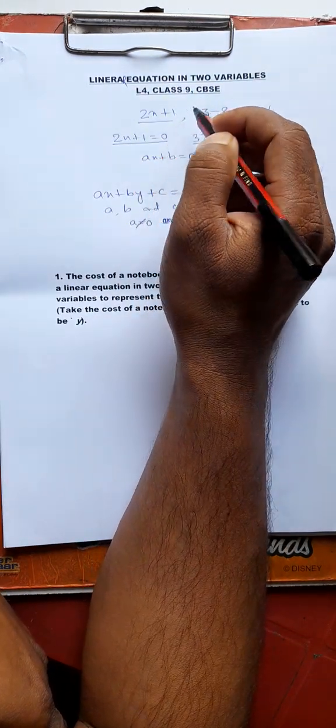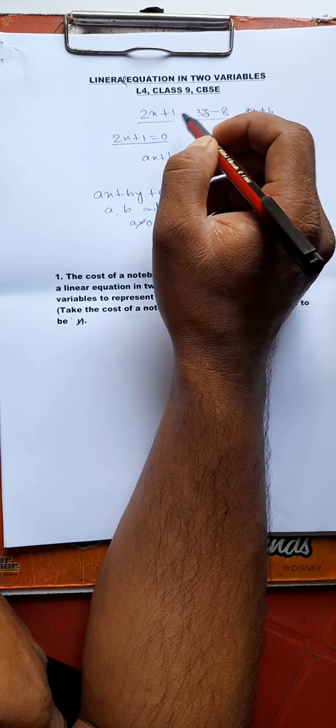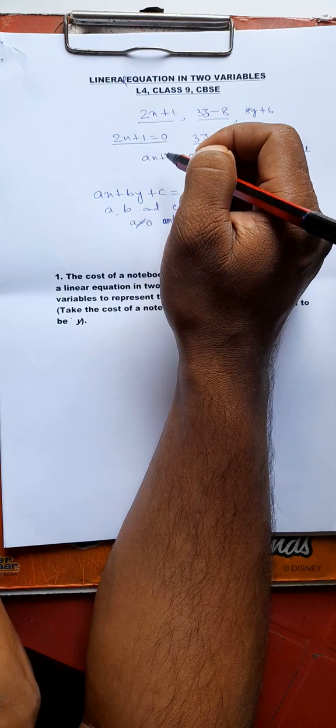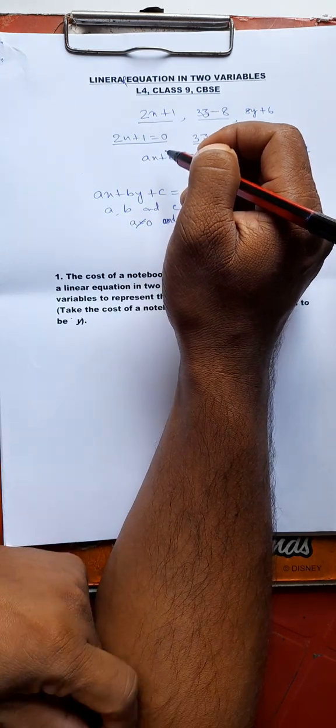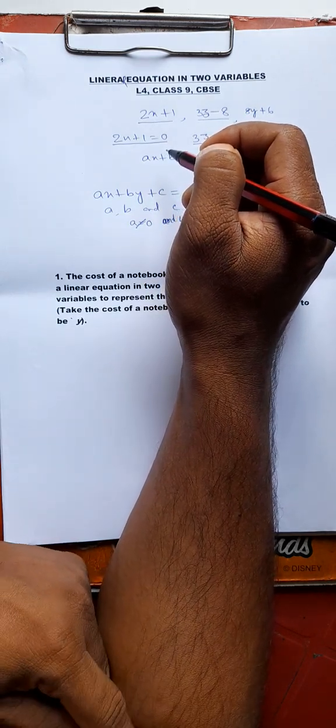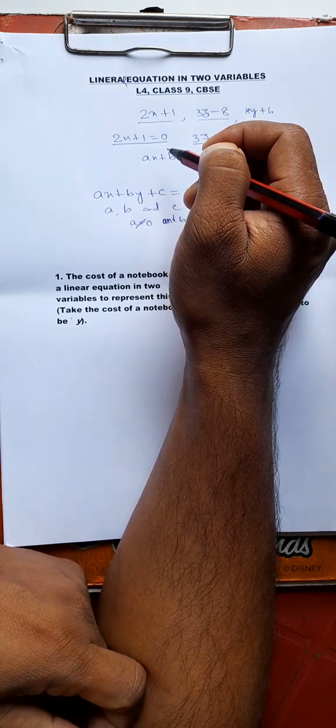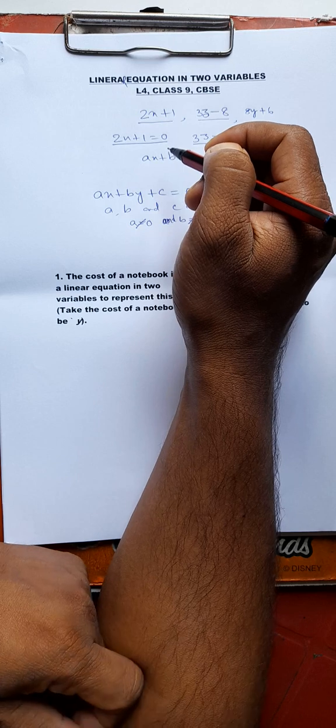Here we will discuss linear equation in two variables. This is lesson 4 of class 9 CBSE curriculum. Now we have earlier discussed linear polynomial. A linear polynomial means degree of the variable is 1. Highest degree of the variable is 1.